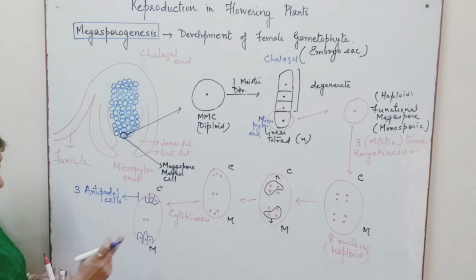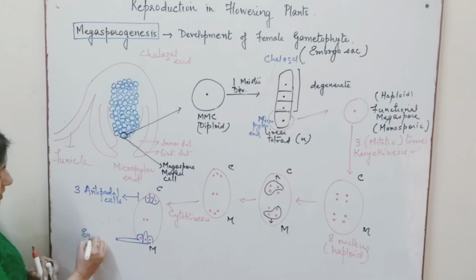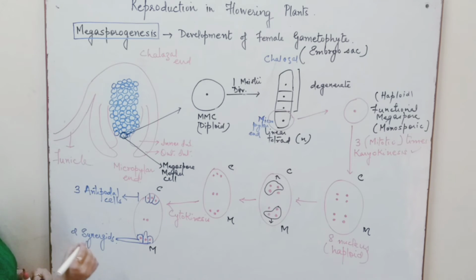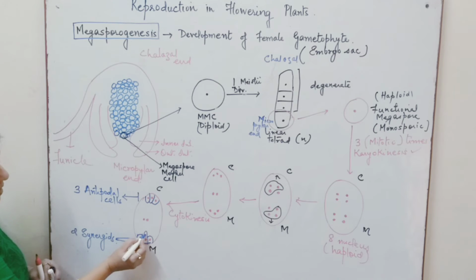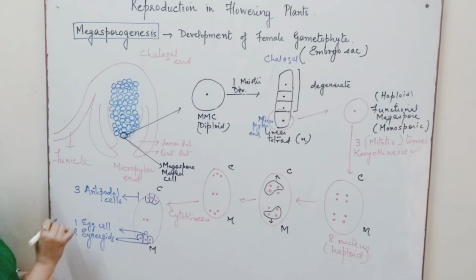Towards the micropylar side, when we come, there are two cells and one middle cell which is slightly longer. So the cells on either side are known as synergids. So we have two synergids, and the one in the middle, which is appearing big, is actually the egg cell. So we have one egg cell, and together this is known as the egg apparatus.